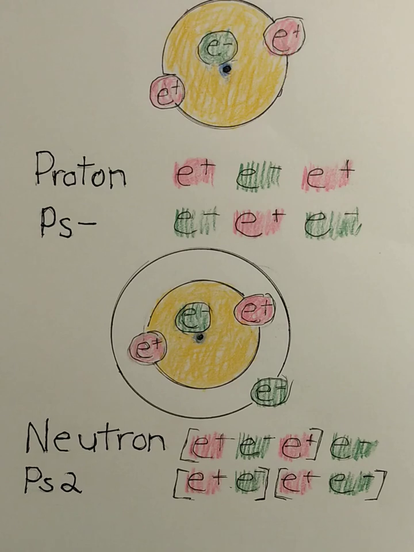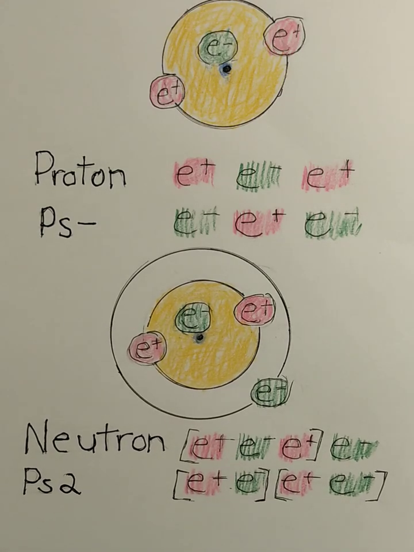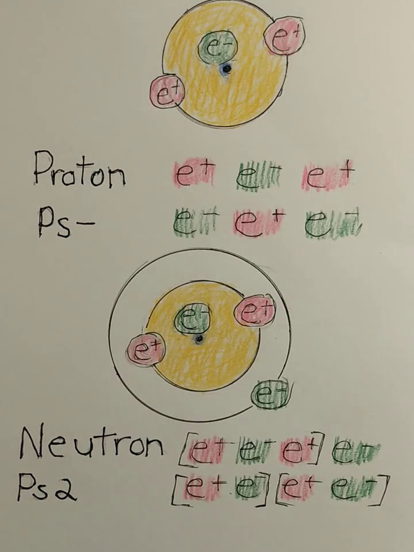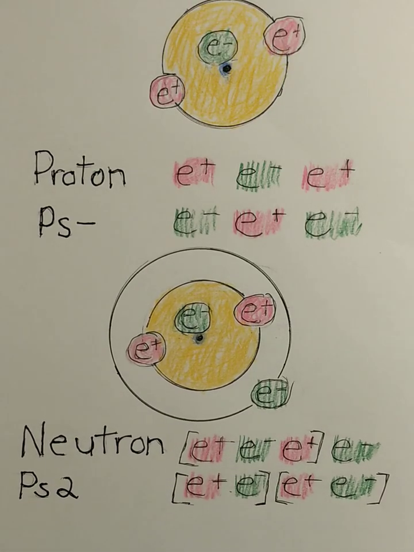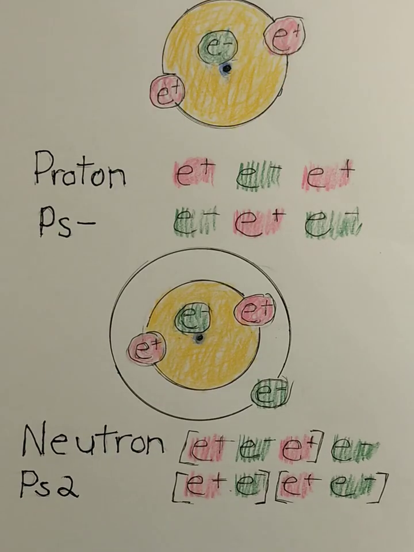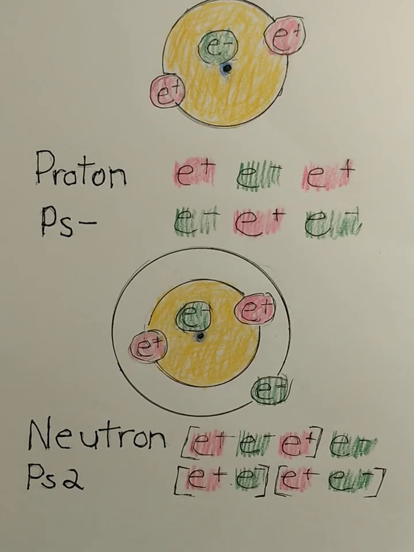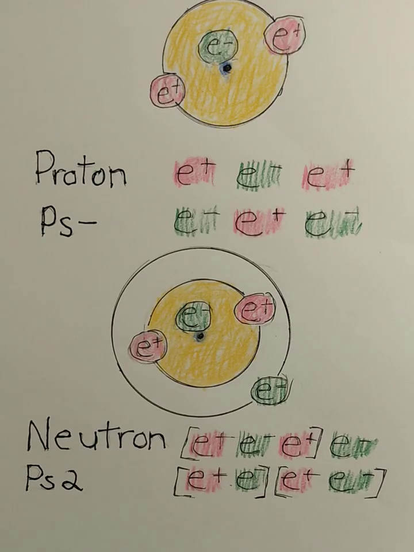There are alternate configurations for positronium, 2 that are the exact opposite of my model for the proton and neutron. One is positronium ion. This is made up of 2 electrons and 1 positron. This is the exact opposite of my model for the proton, 2 positrons and 1 electron.